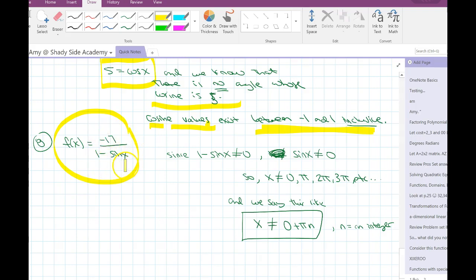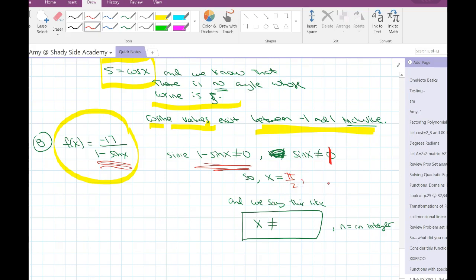Interesting. The cardinal rule: cannot divide by 0. So 1 minus sine x cannot equal 0. So sine x cannot equal 1. Oh my gosh, it's called a mistake. Sine x cannot equal 1. So x cannot equal pi over 2, or, let me just erase this. Okay, so x cannot equal pi over 2.